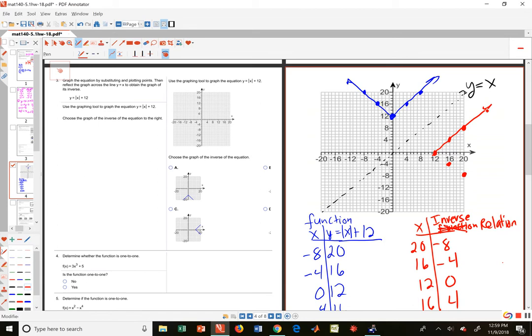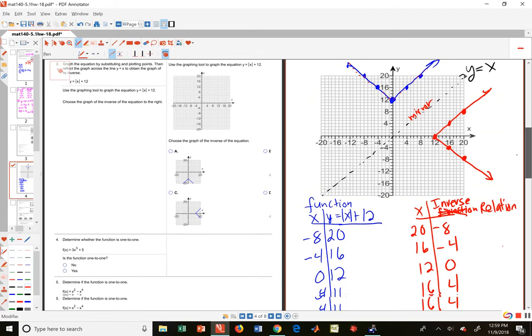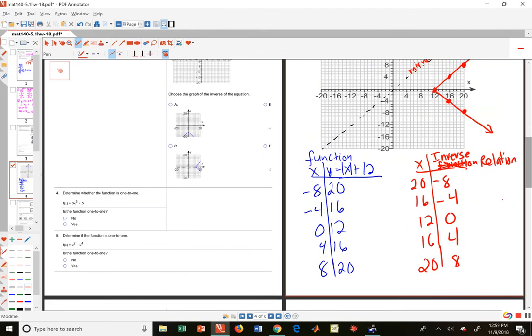This little piece right here is a reflection of that. And then this piece right here is a reflection of this about the line y equals x. So you can see there's a mirror along the middle here. All right, great. Let's hit a couple more of these real fast.